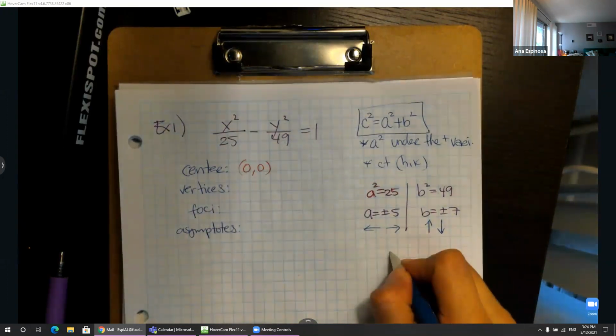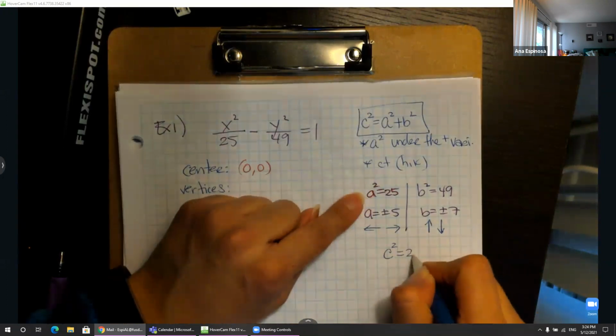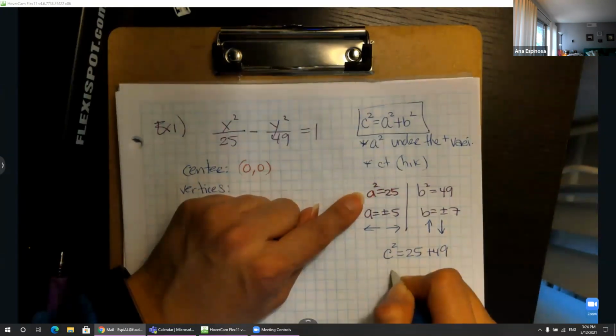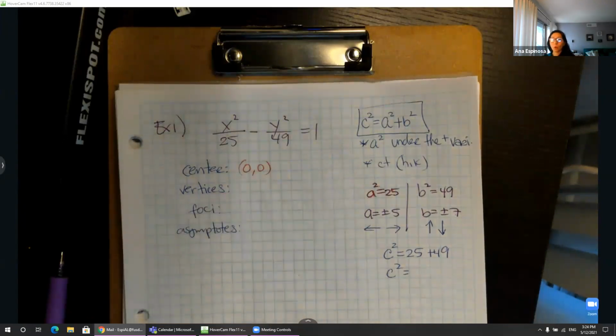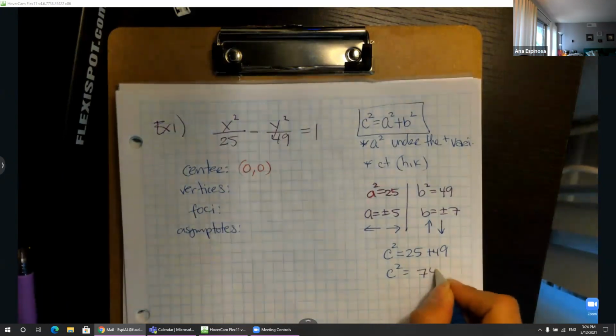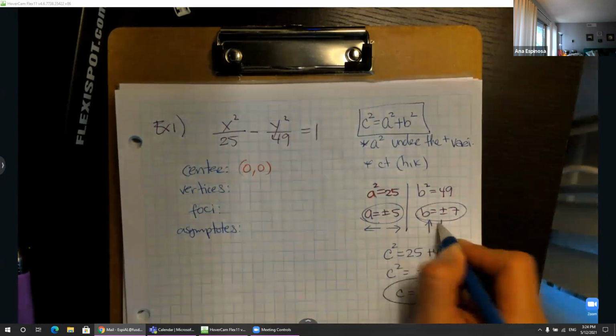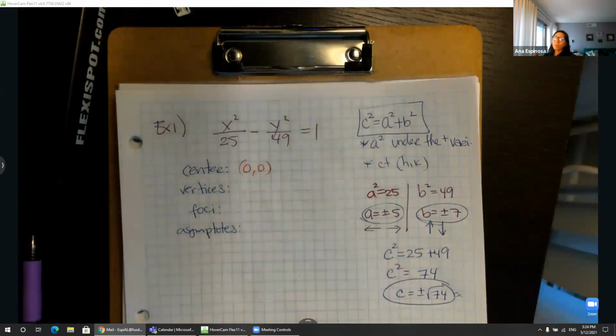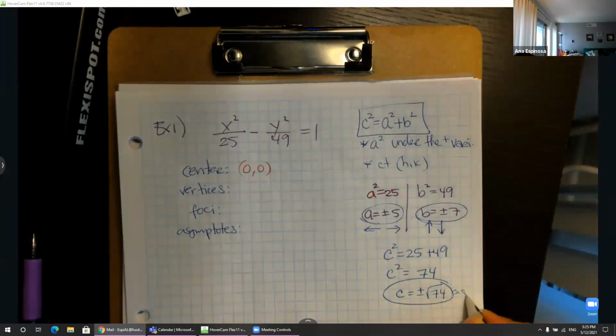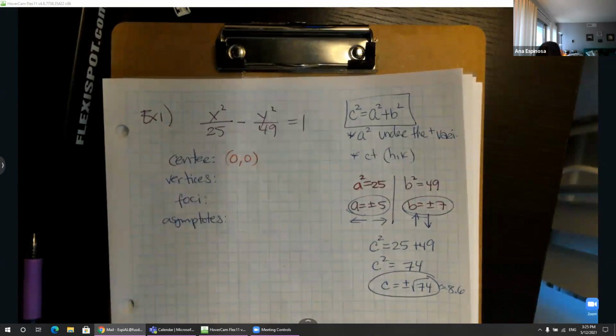Let's do the C. C squared is A squared, which is 25, plus B squared. I'm always going to do the exact answer, and then you can work through the rest. So I'm going to put C equals plus or minus square root of 74. That's what I'm going to use. And I'm going to round it just for purposes of graphing, but don't put that as your answer. You want exact answers. Okay. Approximately 8.6.